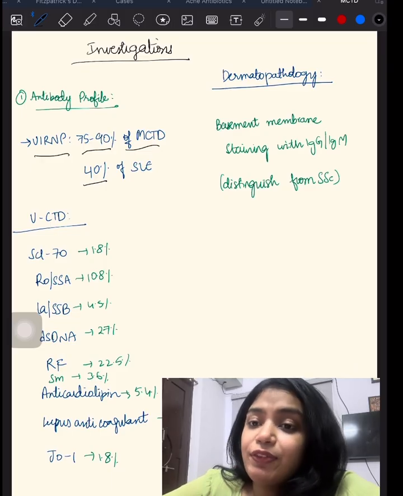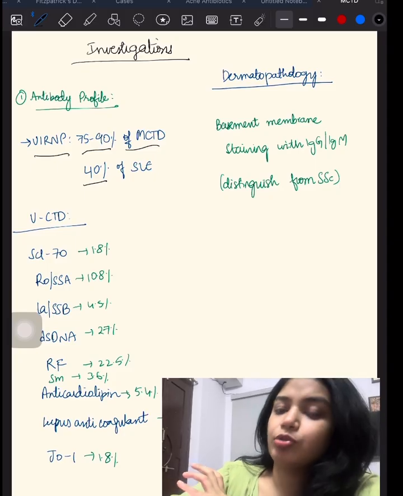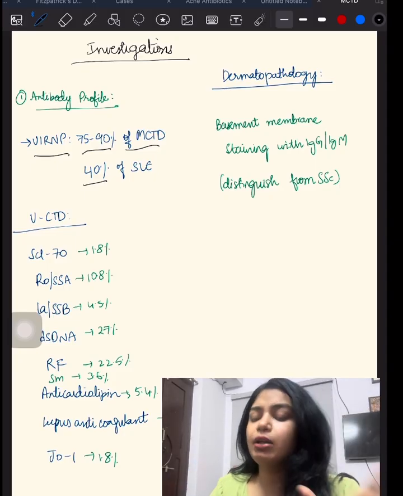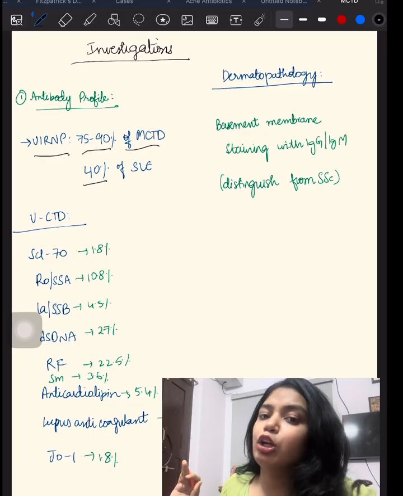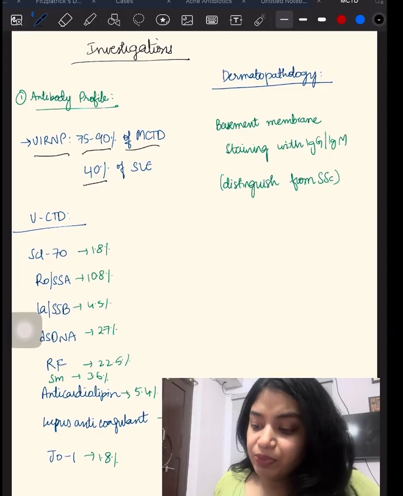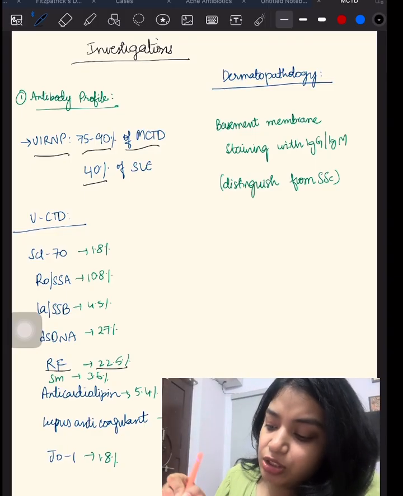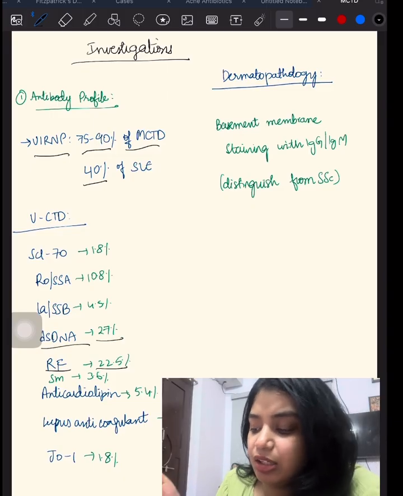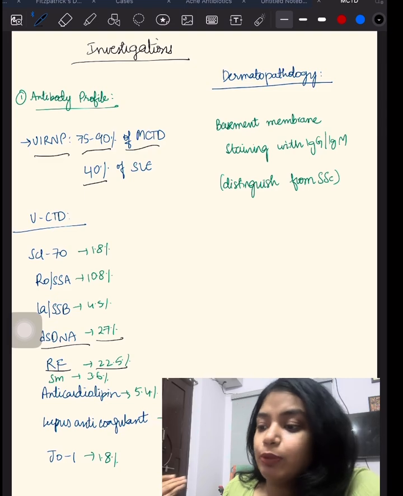Now, in undifferentiated CTD, they have a constellation of antibodies being positive. They might be positive, might be negative. So many possibilities are there. Ultimately, the patient will fit into one of the diagnostic criteria as well. In about 22% of the cases RF is positive, and in 27% of the cases anti-dsDNA is positive. So in UCTD, we can find a range of antibodies.